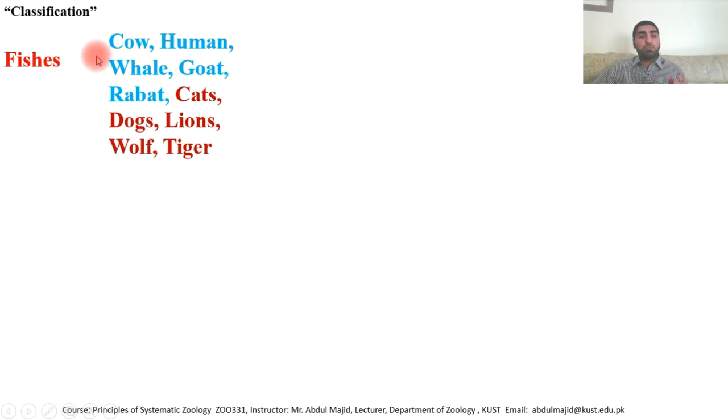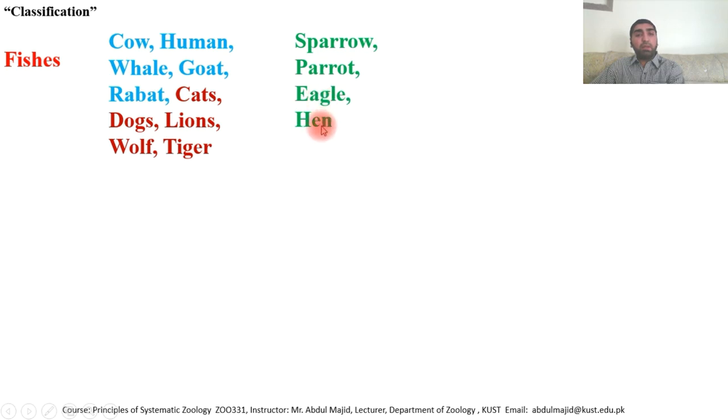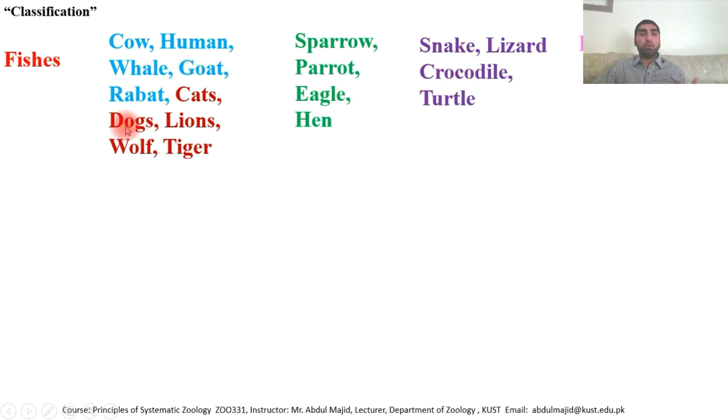And again, then what we do, we place these fishes, cow, human being, whale, goat, rabbit, cats, dogs, lions, wolf, tigers, sparrow, parrot, eagle, hen. Now look at the difference. Fishes are very different from cow, human, whale, goat, tiger, and lion. Sparrow is very different from these. These are birds. These are mammals, and these are fishes. And then snakes, lizards, crocodile, turtles. Again, they are very different from each other. And then frogs and toads, again very different from human beings, from sparrow, from everyone.